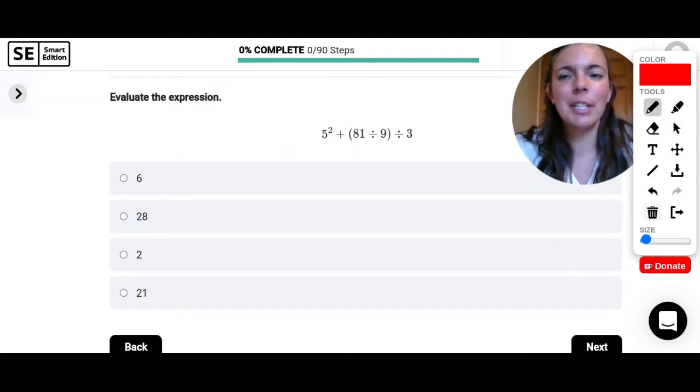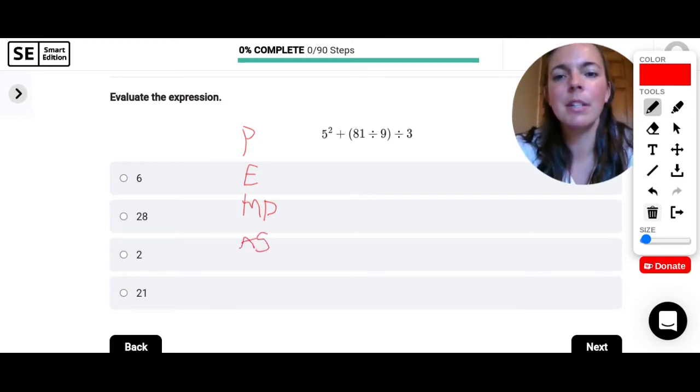Okay, next question. Evaluate the expression. This is a great one to practice our order of operations. So PEMDAS. So important for us to remember that even though M comes before D, multiplication and division we do from left to right, and addition and subtraction the same. So let's start with our parentheses. 81 divided by 9 is 9. So we have 5 squared plus 9 divided by 3.